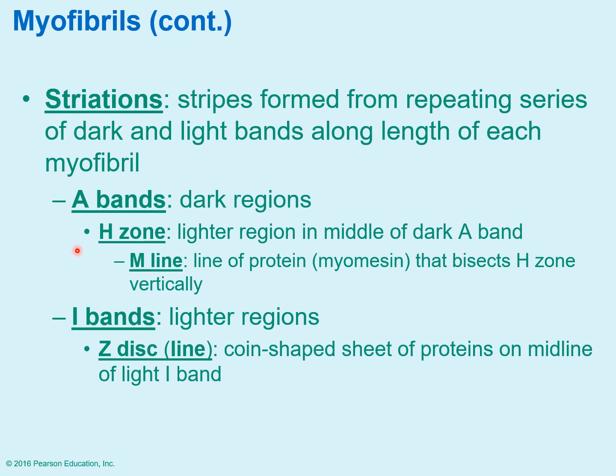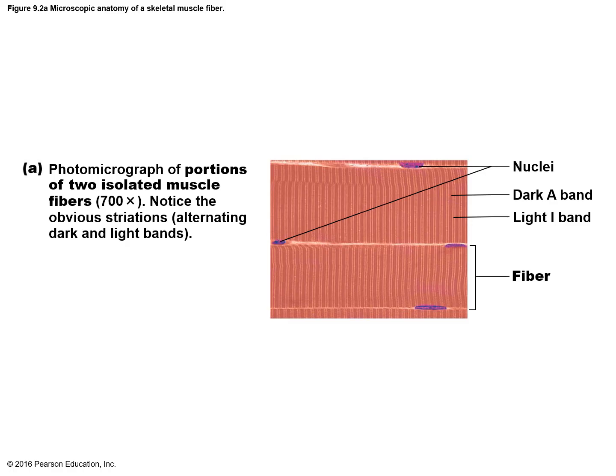Within the A band, there's a darker A band, and in the middle of it, there's a lighter region, and that's known as the H zone. And then there's some protein that kind of bisects it in the middle that's known as the M line. In the I band, there's what's known as a Z disc. And we're going to look at some more of this in a moment. So right here you can see the dark band and the light band.